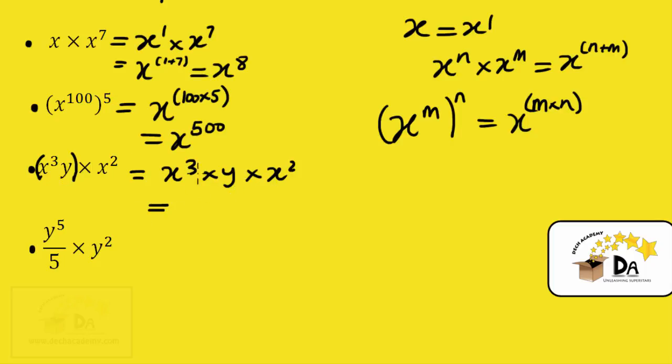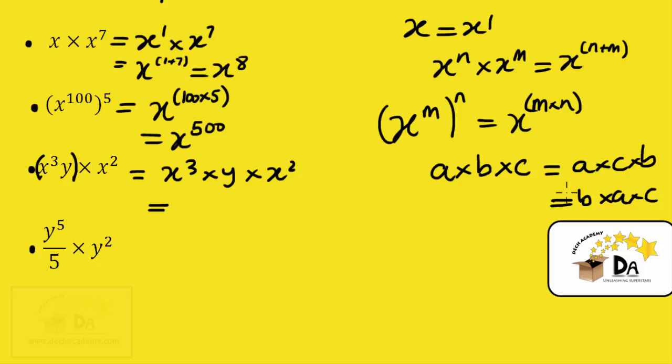Well, I can rearrange this multiplication problem because in maths, when you're multiplying any number of terms, the order in which you carry out the multiplication doesn't matter. So a times b times c is the same thing as a times c times b, which is the same thing as b times a times c, and so on. So x cubed times y times x squared can be written as x cubed times x squared times y. Now, if I just consider x cubed times x squared, I can simplify to give x raised to the power of 3 plus 2 using this rule here.